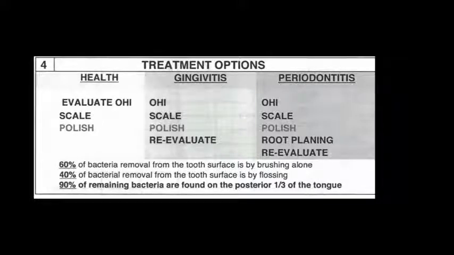Now, it's very important to realize that 90% of the bacteria are removed by brushing the teeth, and that is on the facial, the occlusal, and the lingual. 40% of the bacteria removed from the tooth in flossing is on the mesial and the distal. But this is what is significant. 90% of the remaining bacteria are found on the posterior 1/3 of the tongue, and this needs to be addressed by using a tongue sweeper.